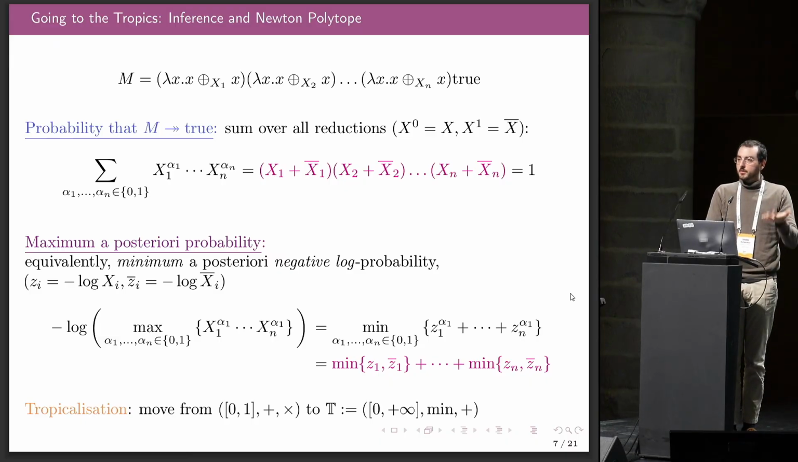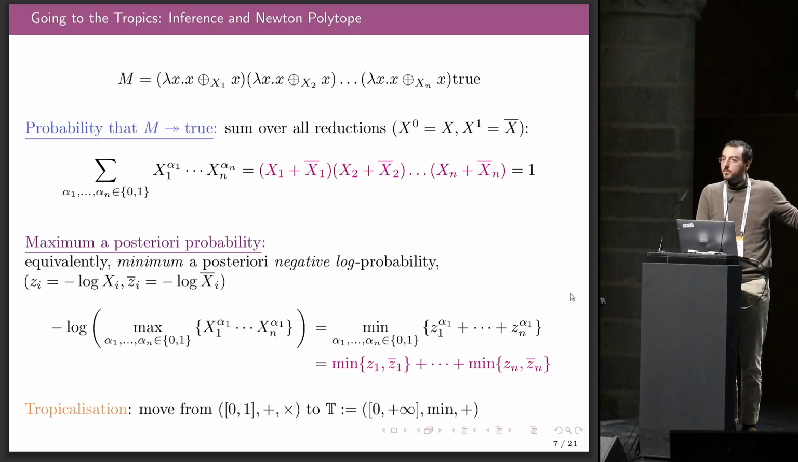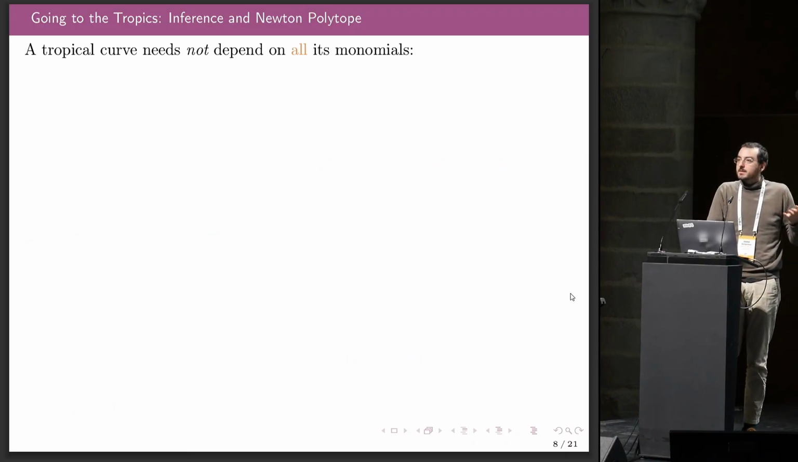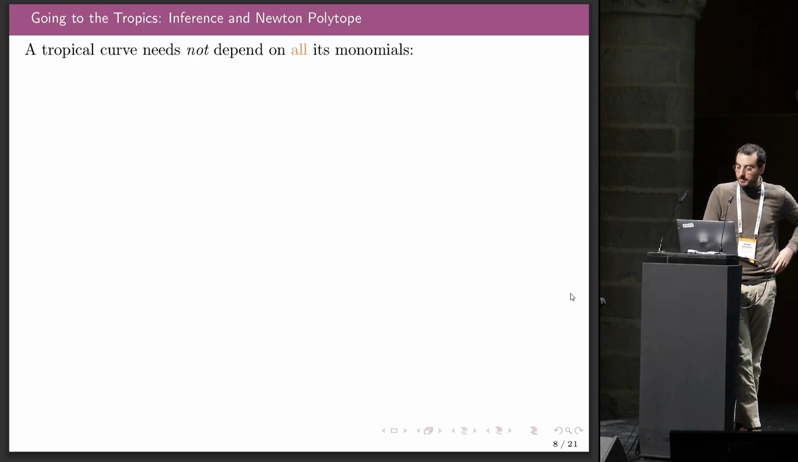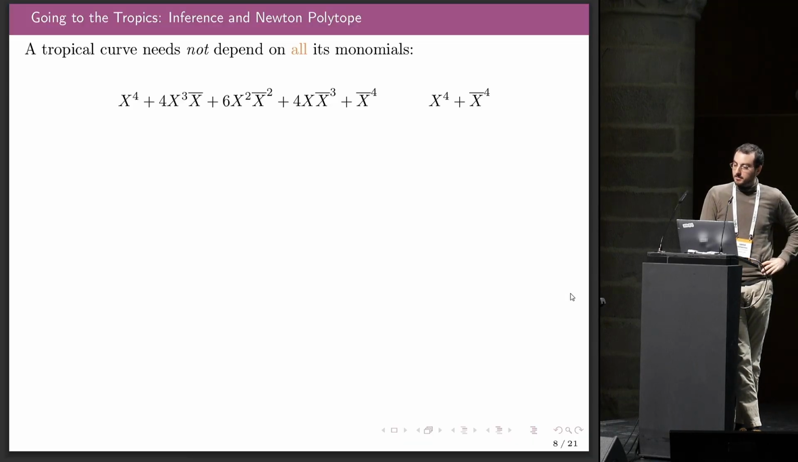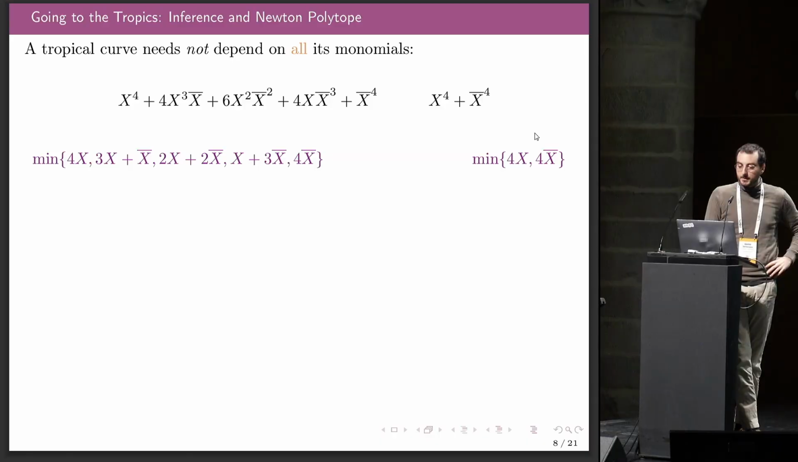Okay, so you see that this idea of tropical numbers is related to optimization problems in general, but it's also relevant for statistical inference. Let me illustrate this again with another example. So consider these two different formal polynomials. And now let us tropicalize them. When I read plus, I read minimum, and when I read product, I read plus.